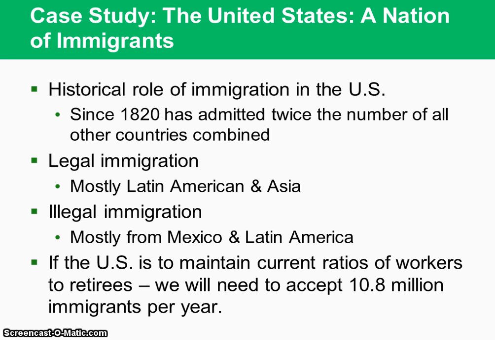That's, I suppose, not surprising. Illegal immigration, also not surprising, is mostly from Mexico and Latin America. What's important to note is that to maintain our current ratio of workers to retirees, we have to accept immigrants, 10.8 million of them per year.